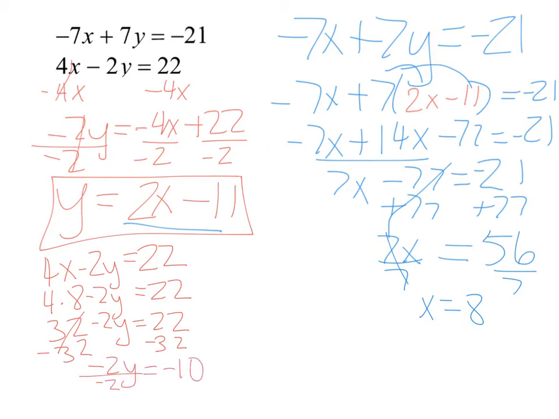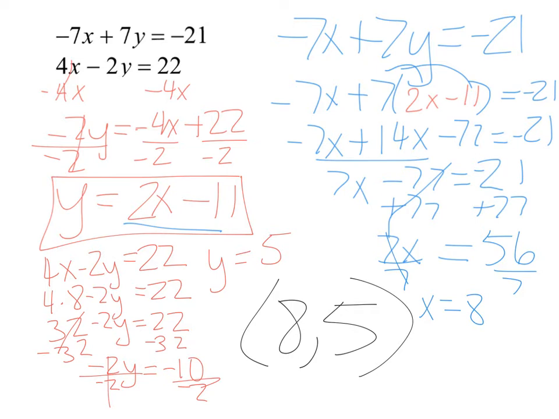And then finally dividing by the negative 2, I end up with y equals 5. So after I have both x and y, I write it as an ordered pair. So (8, 5), and I'm done.